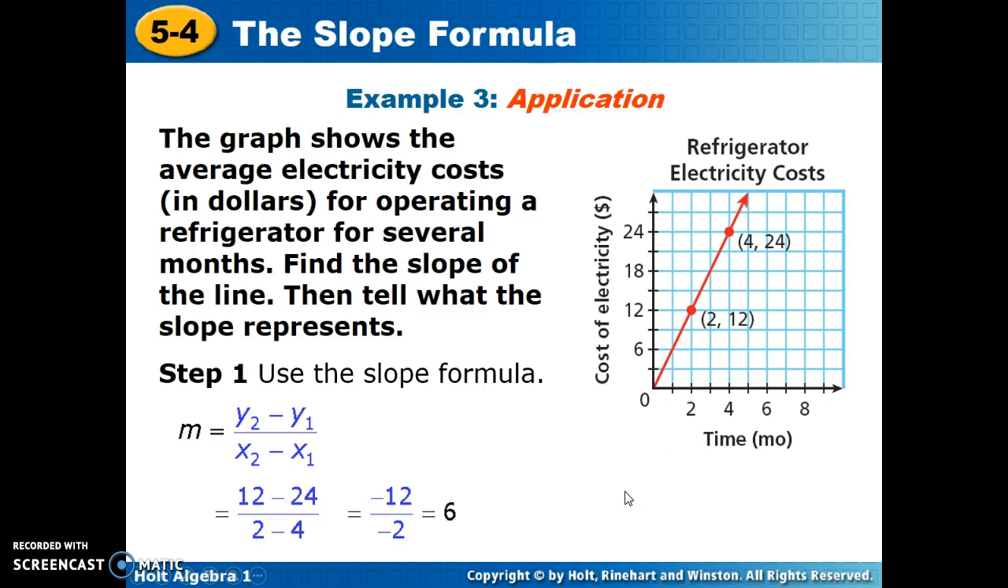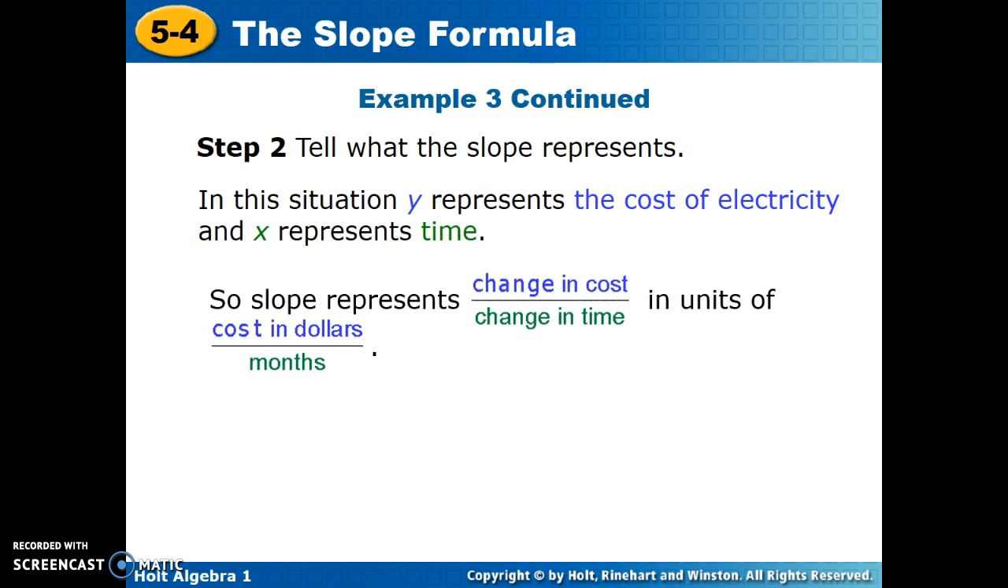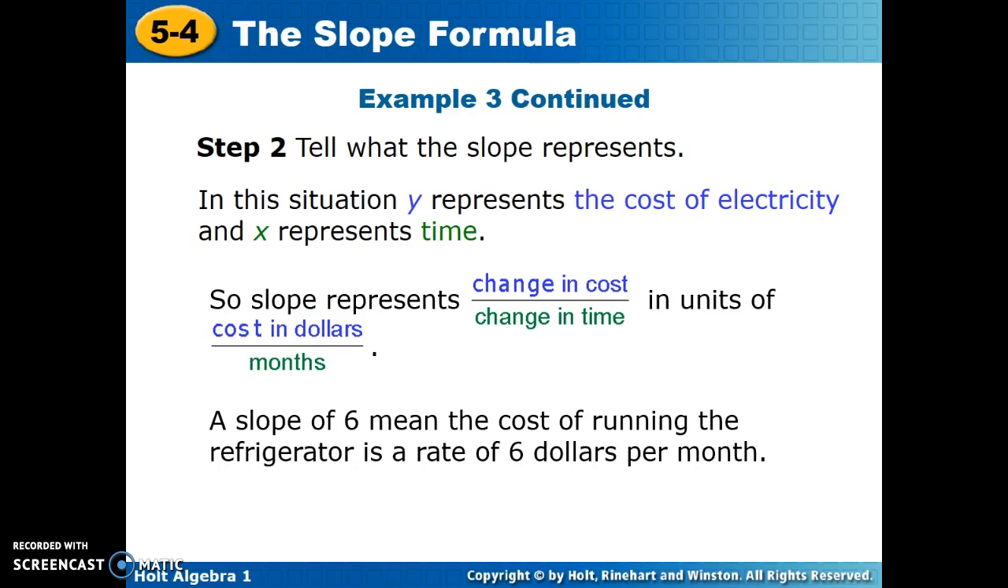Now, what does that answer mean? Keep in mind that your y value represents the cost of electricity, and x represents time. So basically it means the change in cost over the change in time is the cost in dollars per month. So that means that this refrigerator is costing this person $6 per month.